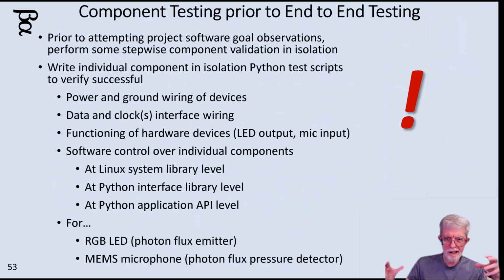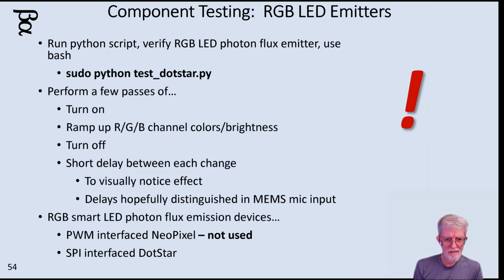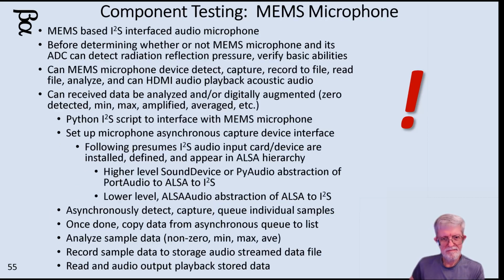Now, if I'm going to be doing LED, photon, microphone, detection, recording signal, I need to make sure all the individual components are working. The power and ground is working. The clocks at the interfaces are working. All that stuff's working. All the software libraries are working. So I need something that will test the LED all by itself in isolation, test the microphone all by itself in isolation, and then I can claim connected testing. So I wrote a little Python script that will test the LED. And then I wrote a script for testing the microphone.